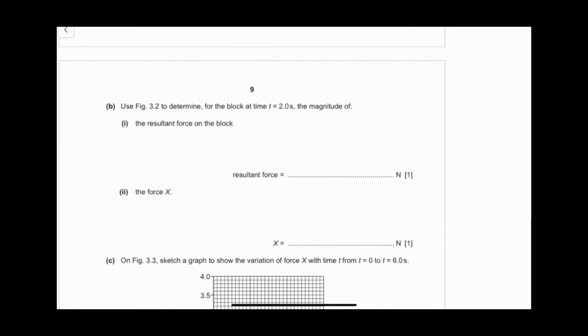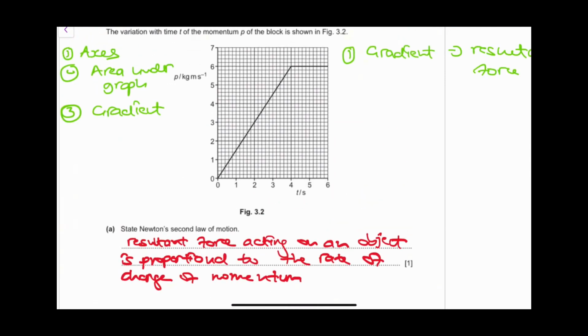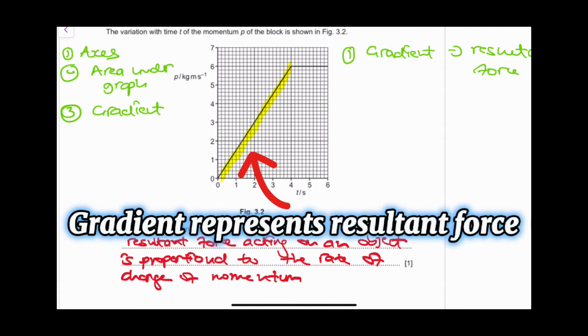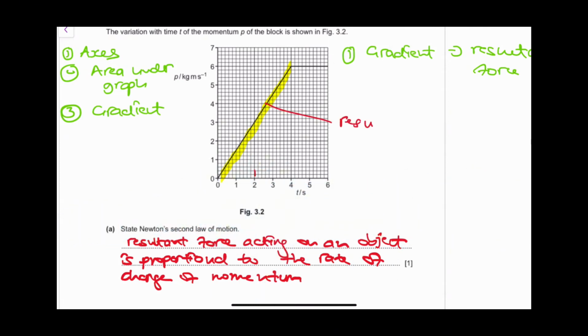Then we've been asked to find the resultant force that is acting on the block when t is equal to 2.0. So let's go to 2.0, which is somewhere over here. Remember, like I said, this gradient itself represents the resultant force. So if I find this gradient, I found the resultant force. This is from 0 up until 4 seconds. That force is going to always remain constant.